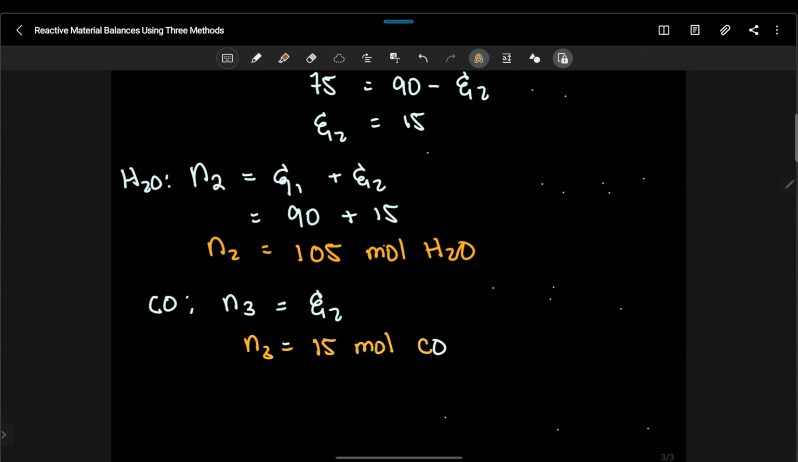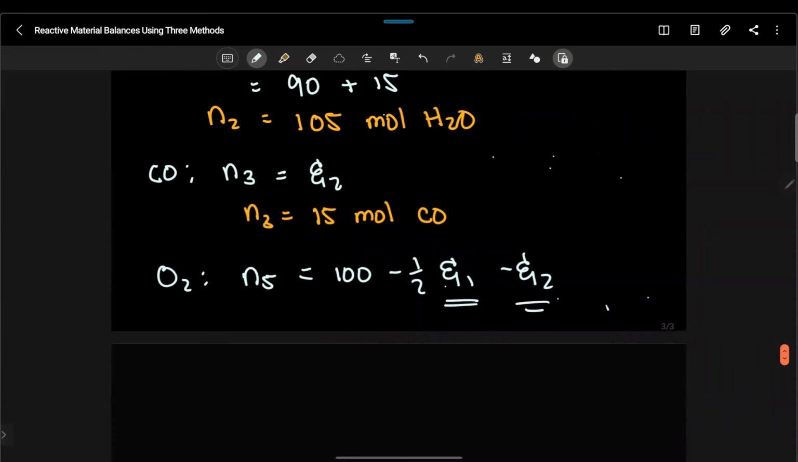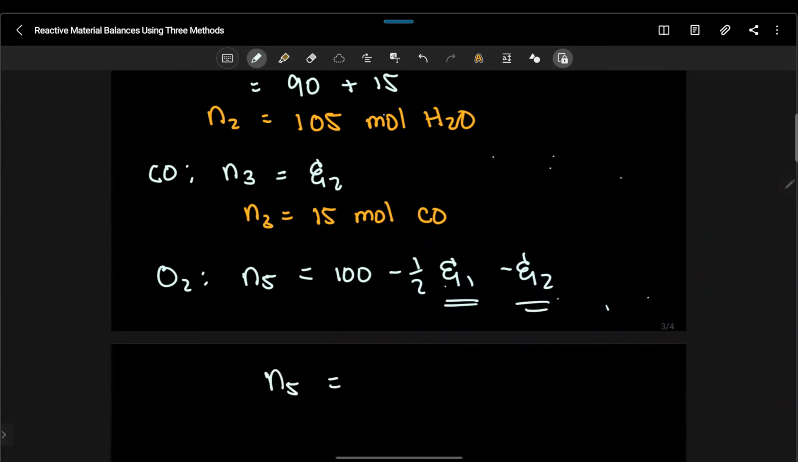Okay. So, ano pang kulang? We have N3, we have N2, we have N1, we have N4. N5 na lang. Ano ba yung N5? N5 is oxygen. Yung kanyang extent equations, N5, kinopya ko lang, 100 minus 1/2 extent 1. Alala nyo? Minus 1/2 extent 2. Substituting yung alam nating value na extent 1 tsaka na extent 2, therefore N5, you'll be able to get 47.5 moles of oxygen.